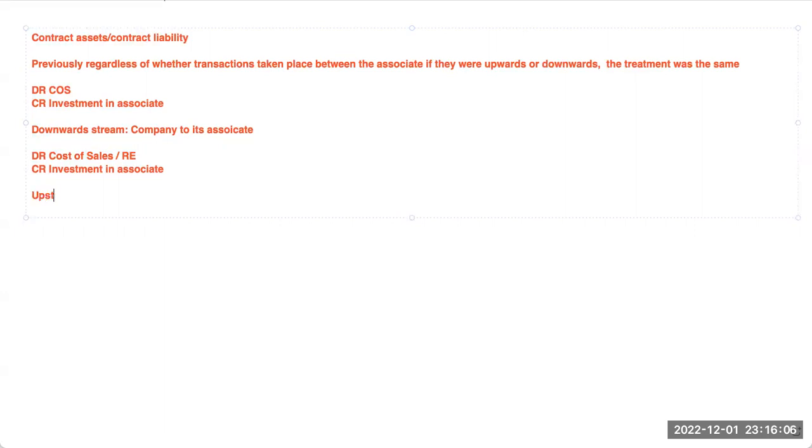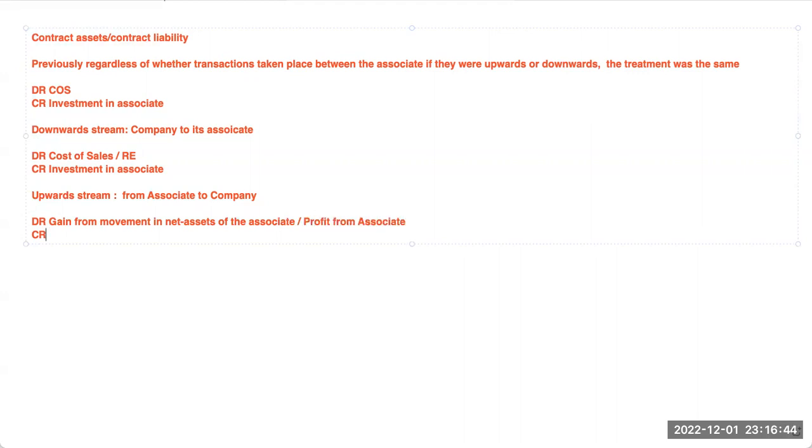But if the sale is an upstream sale, sorry, upwards stream, which means from associate to company, then in order to correct this, we should record debit gain from movement in net assets of the associate, or briefly profit from associate. This is the P&L figure, and credit investment in associate.